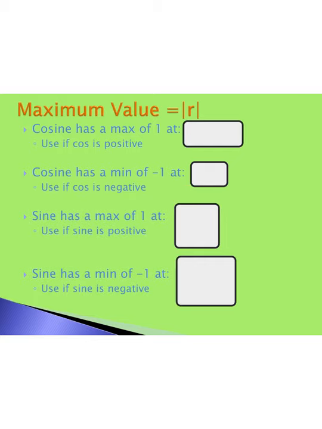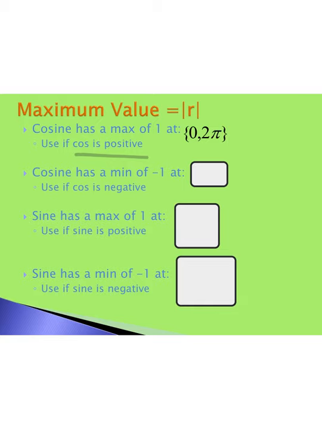When finding your maximum values, it's always going to be equal to the absolute value of r, because we're looking for a distance here. In order to do this, we're going to have to use our memory of the unit circle. To begin with, we have to remember, where does the cosine have a maximum value? The cosine has a maximum value of 1 at the angles 0 and 2 pi. So if the function I'm dealing with has a positive cosine, then I would plug in the values 0 and 2 pi.